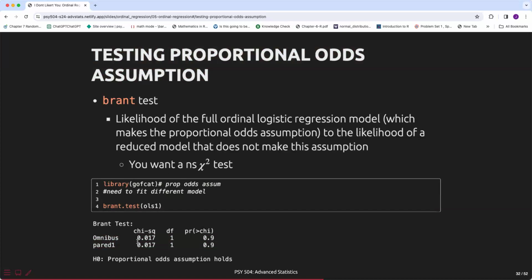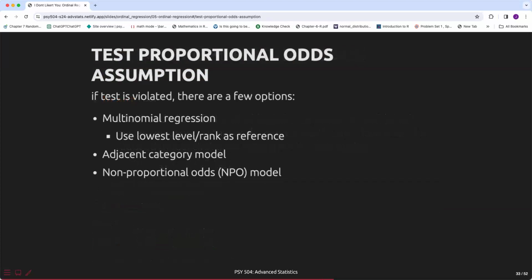Well, what the heck do we do if we don't have proportional odds? There are several things that we can do. One would be to use a multinomial regression, which we're going to talk about next week, where we use the lowest category as our reference or baseline, and then compare each successive category to that baseline. We could also fit what's called an adjacent category model, where we compare category 1 to 2, then category 2 to 3, and then category 3 to 4. So kind of a sequential type of model. And then your book talks about this thing called the non-proportional odds, or NPO, model that we can fit.